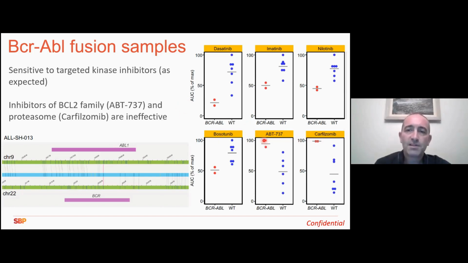Thankfully, in this sample, the 2 samples that have the BCR-ABL translocation are more resistant to BCL2 family inhibitors, in this case, an experimental agent, ABT-737. But as I said, other agents, such as venetoclax, which target the same proteins, are now used for leukemia patients. So patients that do have BCR-ABL translocations are less likely to respond to this drug based on our findings. And similarly, with the proteasome inhibitor carfilzomib, it's not effective against the samples with the BCR-ABL translocation, but is effective against the wild-type samples.